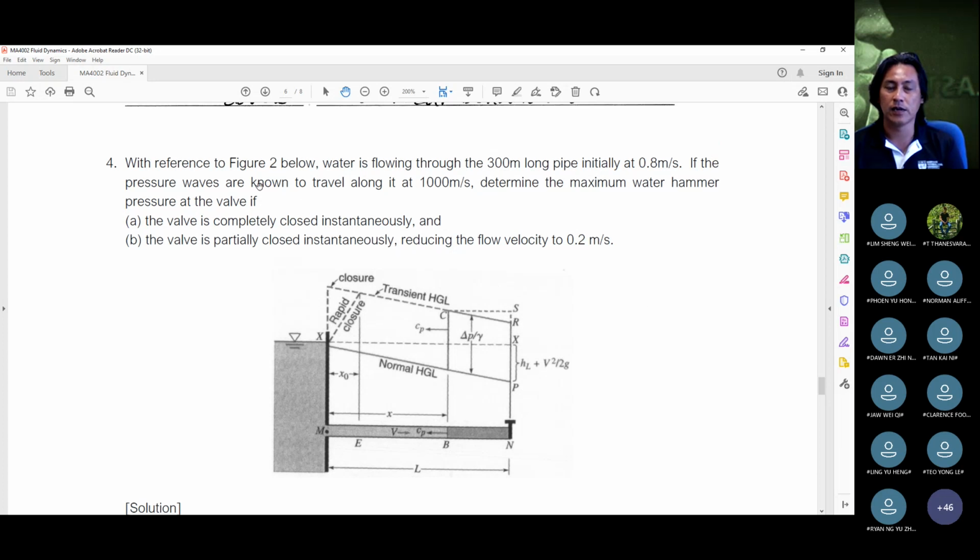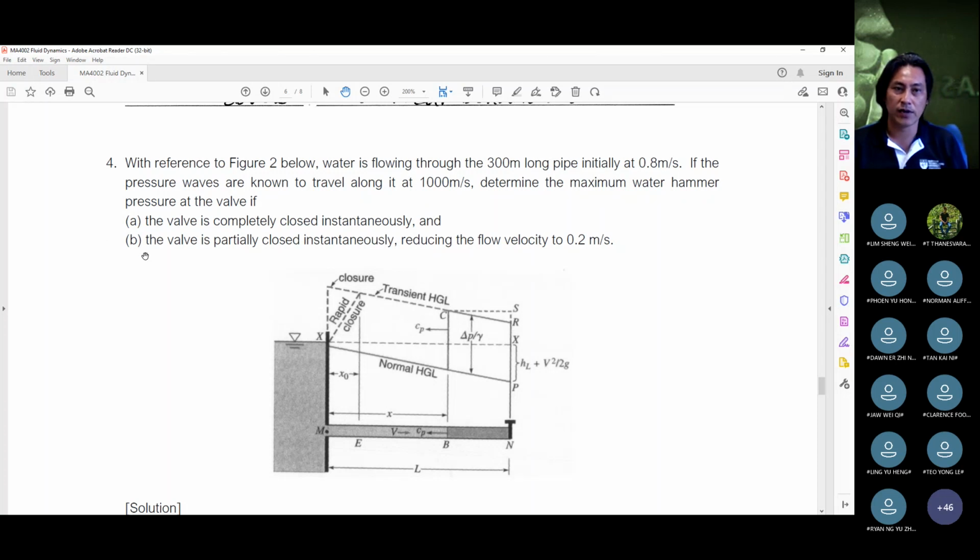Referencing this figure, we know that water is flowing through this 300 meters pipe initially at 0.8 meters per second, with the valve open. If the pressure waves are known to travel along it at 1,000 meters per second, determine the maximum water hammer pressure experienced at the valve location if A, the valve is completely closed instantaneously, and basically stops the flow.